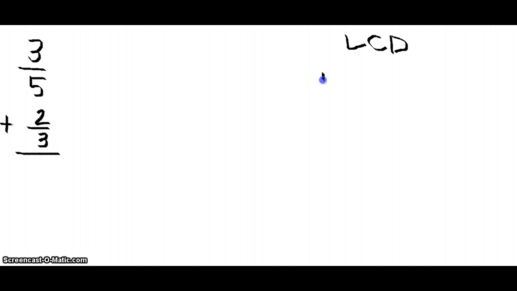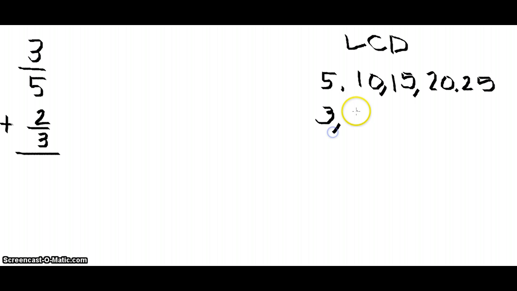We write down 5. We write down 3. We find the multiples of 5. 5, 10, 15, 20, 25. Usually going out about 4 digits will probably work. You can always go more.